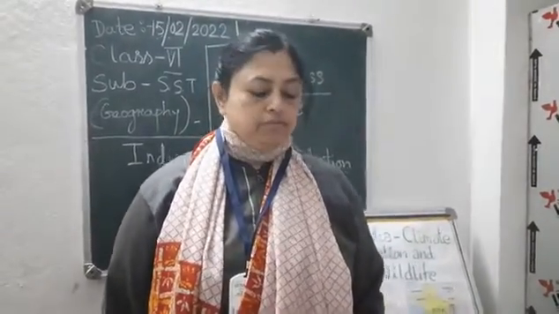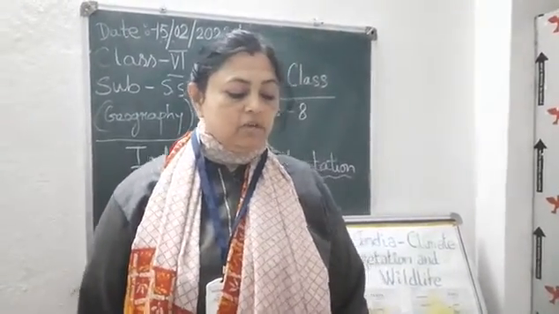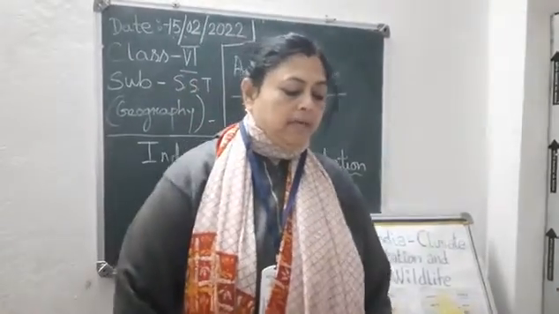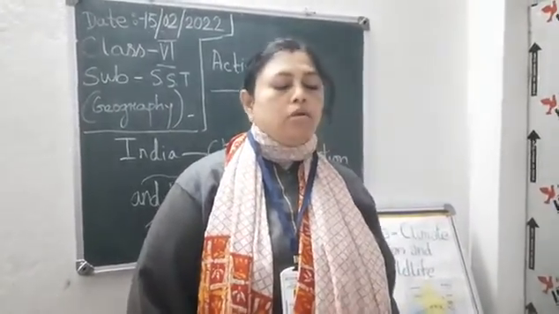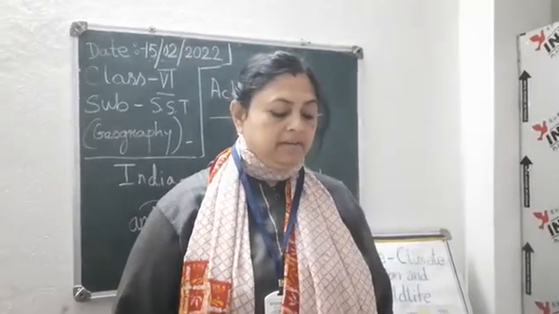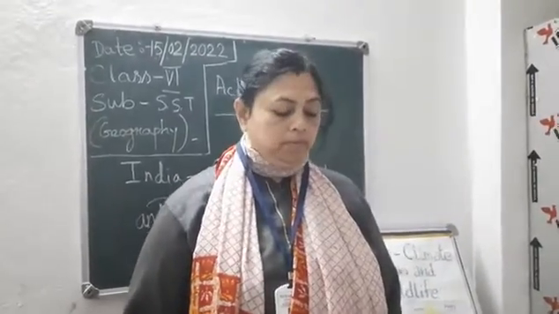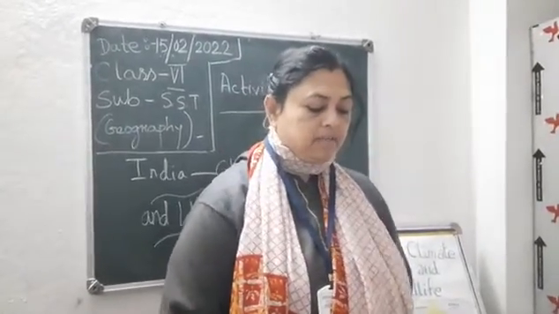Today we are going to read chapter number 8. The name of the chapter is India, Climate, Vegetation and Wildlife. The climate of India has been broadly described as monsoon type, and the monsoon only decides what will be the climate of India. The word monsoon has been derived from the Arabic word mausim, which means season.